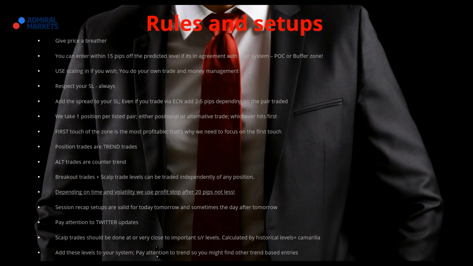Respect your stop loss. The stop loss that is put serves to stop your losses, so don't forget that you should respect it. Don't move it, because if you do, it means that you're actually playing with your risk. Add a spread to your stop loss. Even if you trade via ECN, add 2 to 5 pip spread depending on the pair traded. Have in mind that we take only one position per listed pair. We either take positional or alternative trade, whichever hits first.